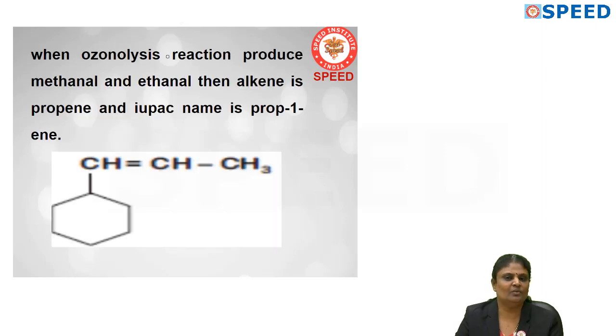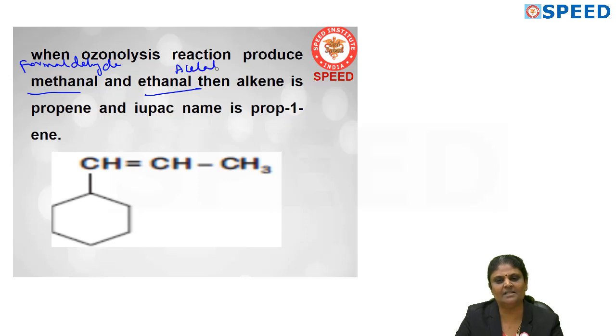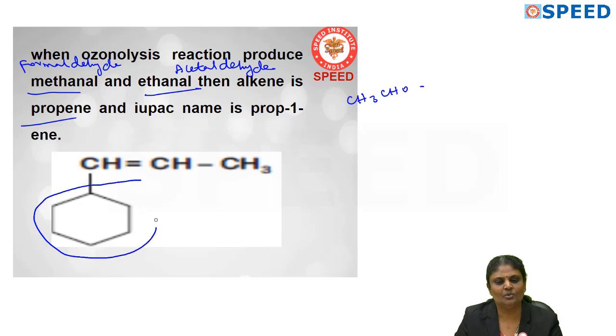When the ozonolysis reaction produces methanal and ethanal, that is formaldehyde as well as acetaldehyde. Ethanal is acetaldehyde, with the formula CH3CHO. So the alkene is propene, and the IUPAC name is prop-1-ene. But here one hydrogen is substituted by cyclohexane, so this is cyclohexane.